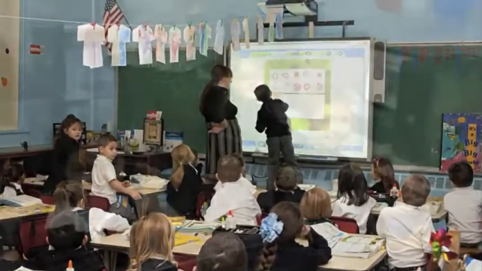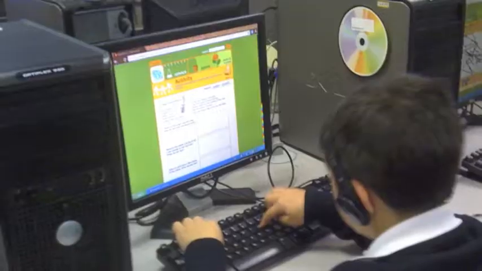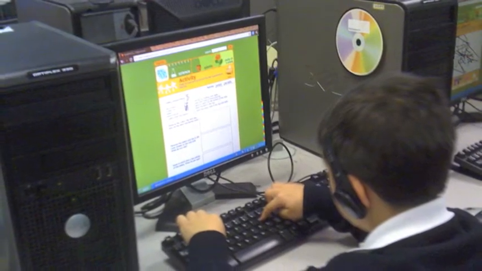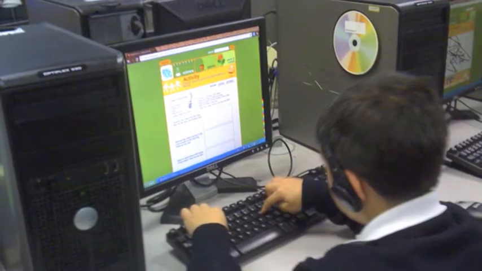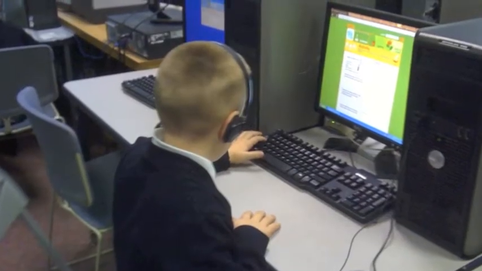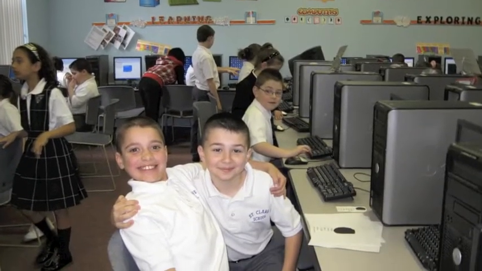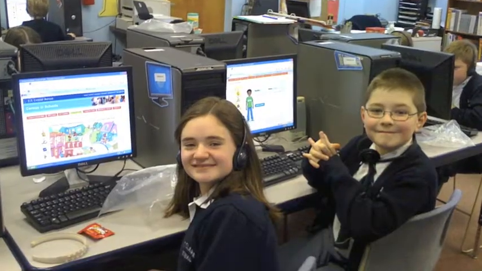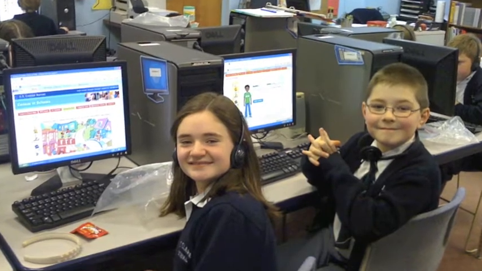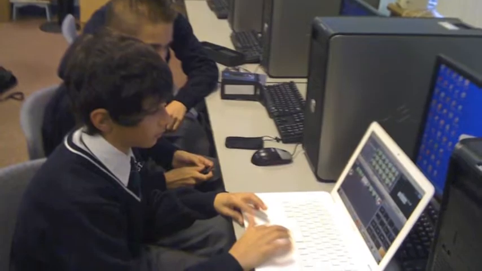At St. Clair, we believe that technology is an essential tool for our students' present and future academic success. Grade K to 4 teachers instruct their students weekly in the computer lab, expanding on lessons taught in the classroom. Students in grades 5 through 8 have dedicated computer classes in which they learn Microsoft Word, Excel, PowerPoint, online safety, information literacy, and website design.